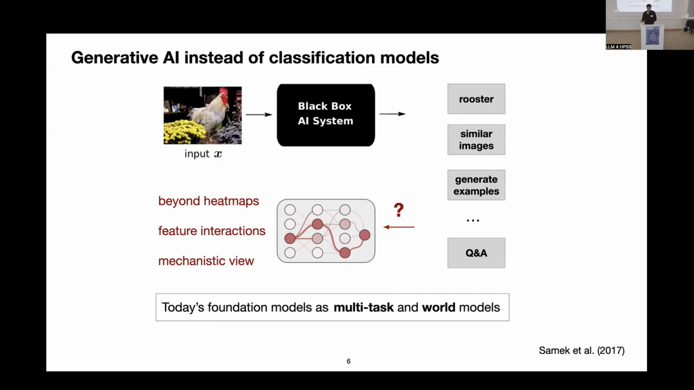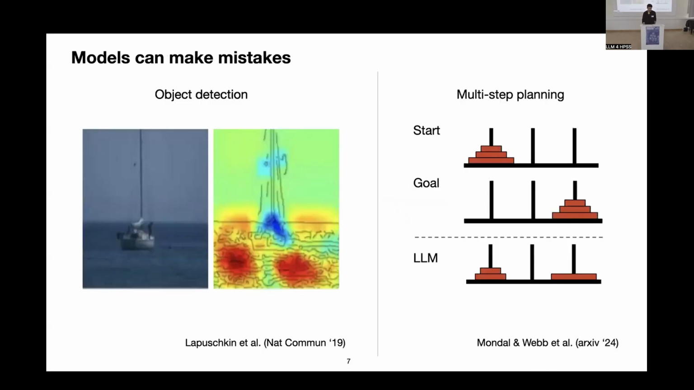So today's foundation models are really multitask and also models of the world. That's why I think many of you are interested in them, because they tell us something about society and how text evolves over time and certain features of text. Maybe to recap, the models do really make mistakes, and quite surprising ones.